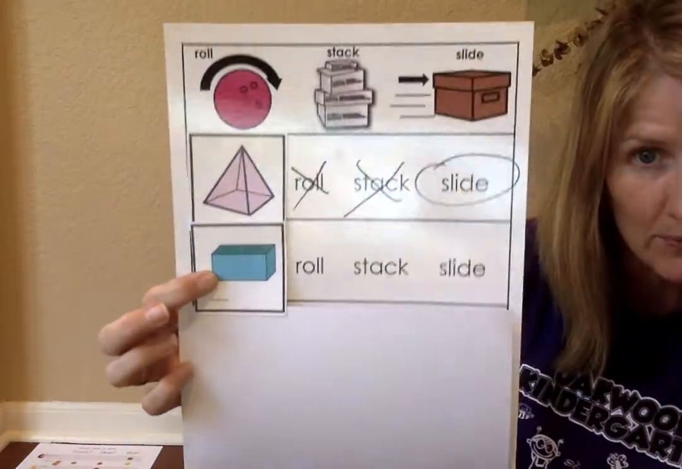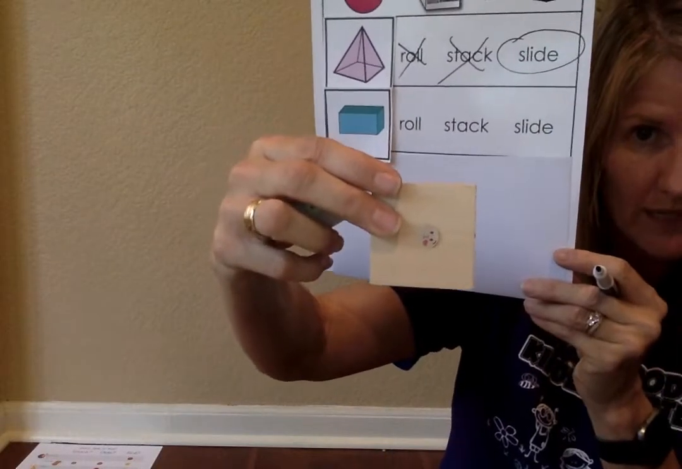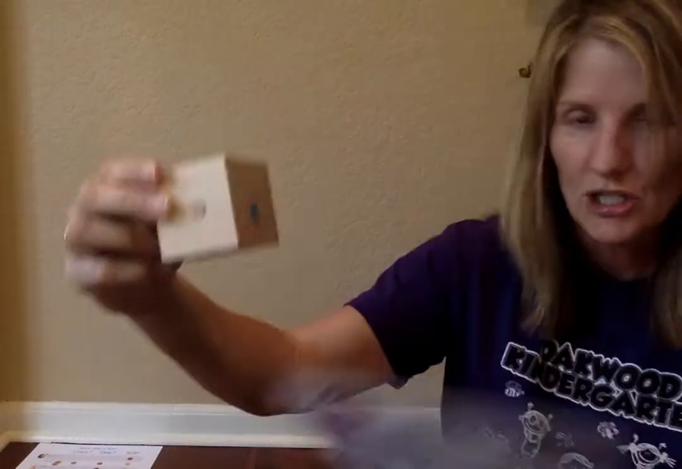All right, and finally the rectangular prism. Now the rectangular prism, I gave it away and that was a tricky one. Sorry, rectangular prism. The rectangular prism is a lot like this shape. What was this one again? Cube, very good. It's like we took that cube and stretched it out.